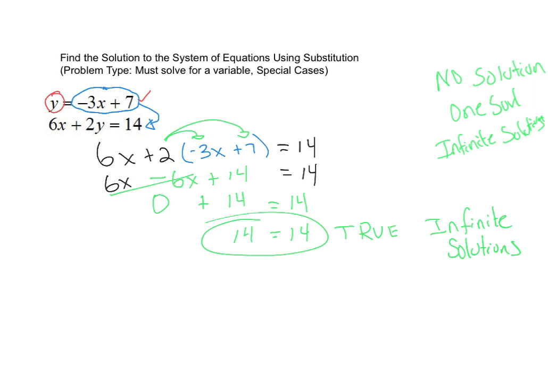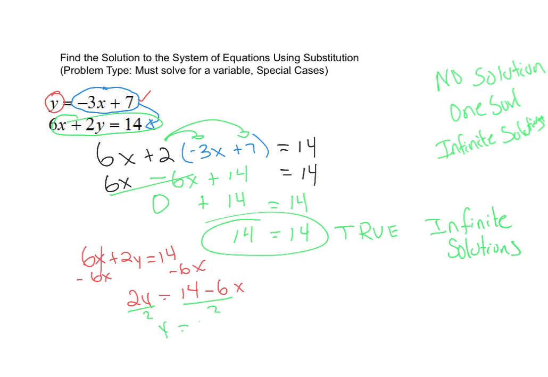And I didn't even need to prove it like this. I could have also solved the second equation for y to prove that it's the same line. So 6x plus 2y equals 14. I can subtract 6x. No common terms, so I'm just going to write it as I see it. And then I'm going to divide by 2. So y is equal to 7 minus 3x, which would be the same thing as y equal to negative 3x plus 7. So this is the same line, infinite solutions.